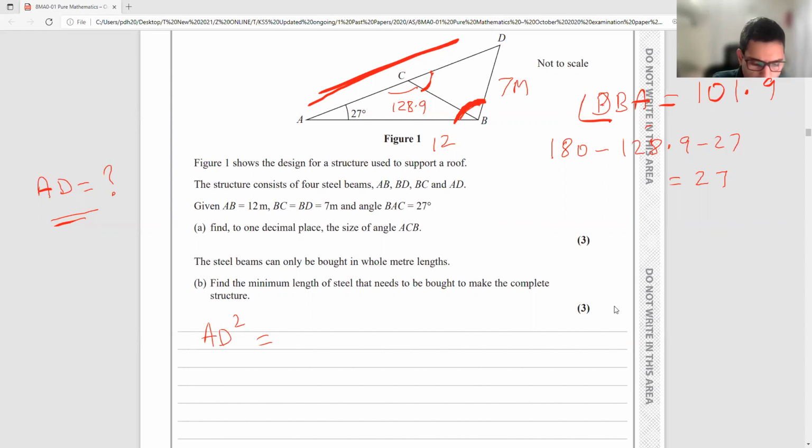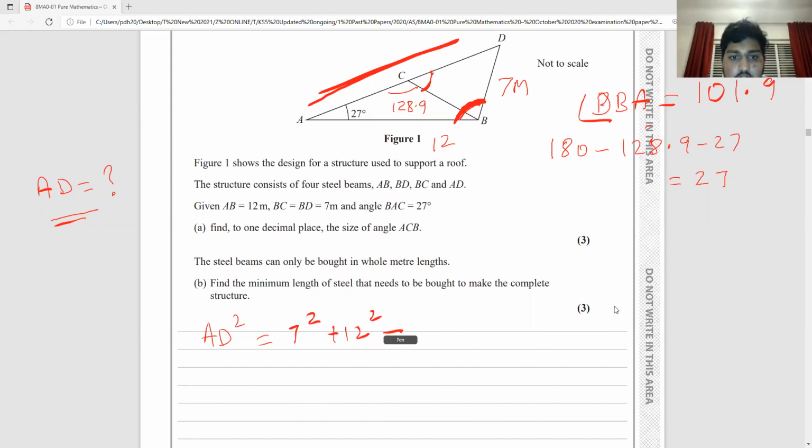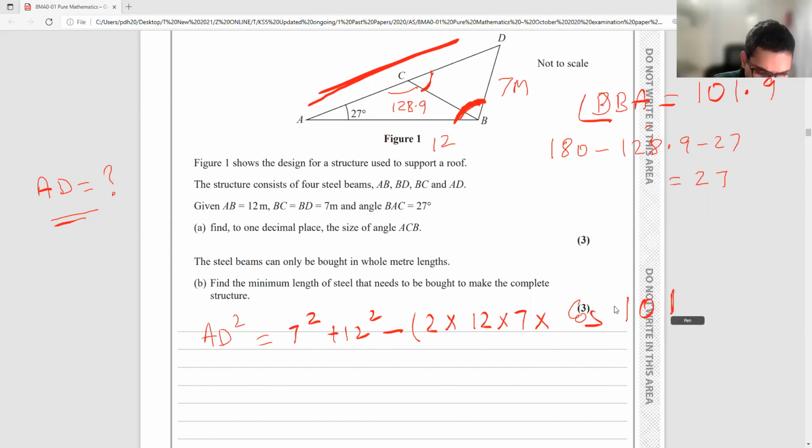AD square equals, we know the angle is 101.9. 7 squared plus 12 squared, minus 2 times 7 times 12, cos of 101.9 degrees. Because we are taking the whole of the angle, we are not taking the small angle, we're taking the whole of the angle, which is 101.9.